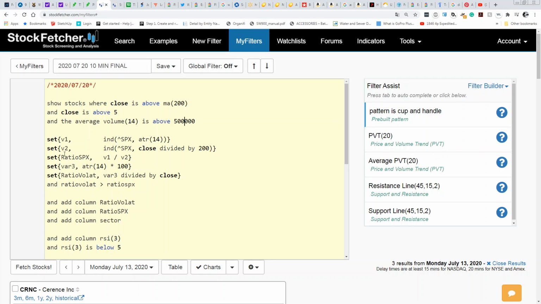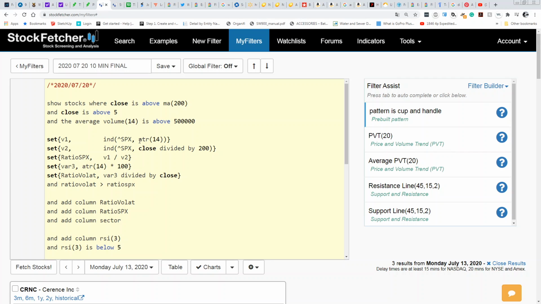Okay, set. These are variables, V1, V2. ATR means the average true range. It's some sort of a big formula to calculate the range. So if the range is 1, it means that the price could go $1 above or $1 below, or 50 cents up and 50 cents down, or whatever. That's basically what ATR means.